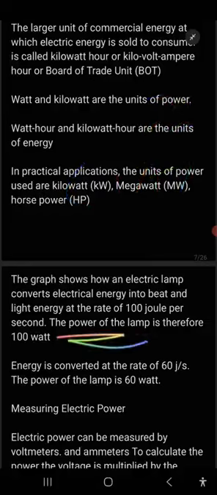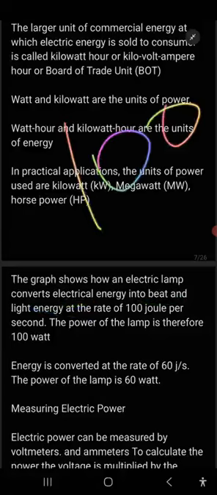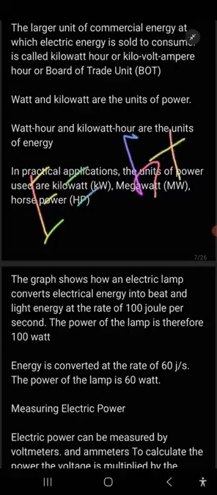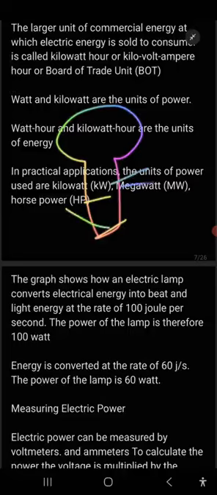Therefore, at a rate of 100 joules per second, it converts electrical energy into heat plus light energy. Therefore, the power of the lamp, the power of the light bulb, is 100 watts.